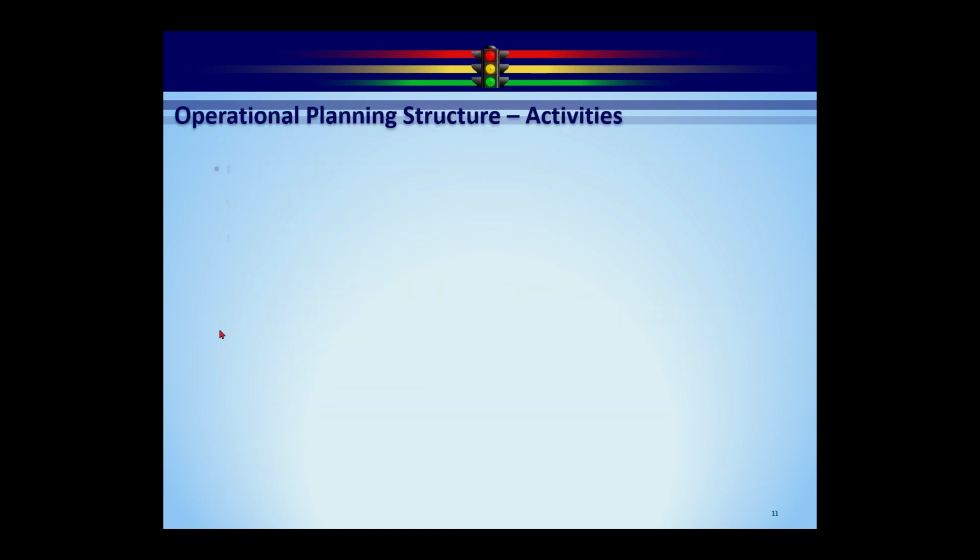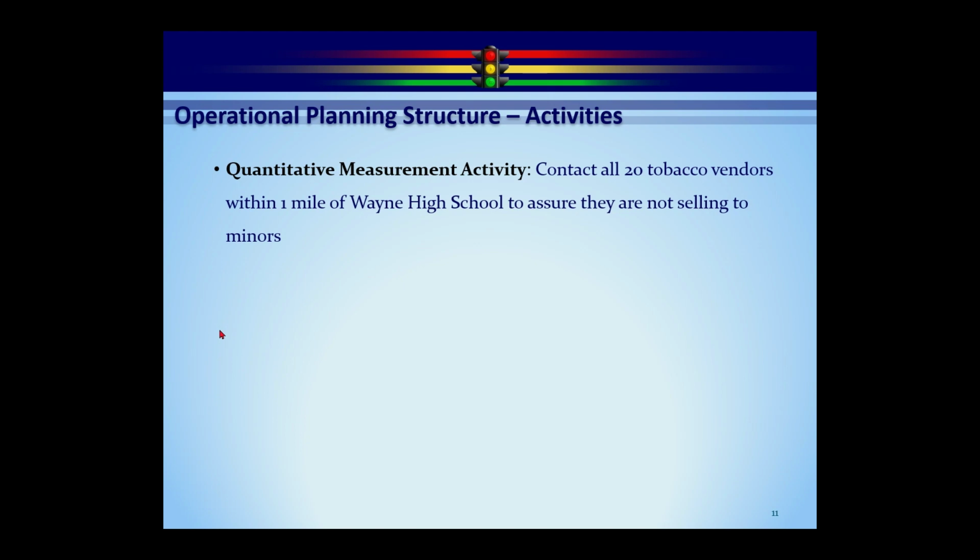Our third type of activity, we call a quantitative measurement activity. The only real difference between it and the project-based activity is that you have a target quantity. In this case, contact all 20 tobacco vendors within a mile of Wayne High School to ensure they're not selling to minors. By having that target quantity, it makes it real easy to calculate how far along we are. So if I said that we've done 10 contacts, our target is 20, obviously we can calculate that to be 50% done. So it gives us the denominator to do our calculations.